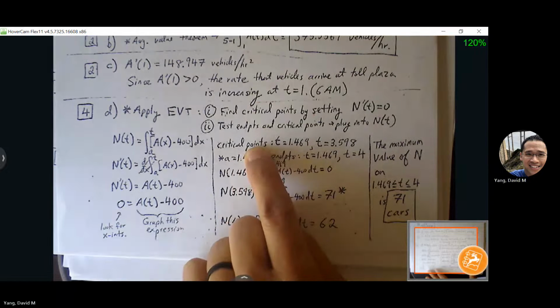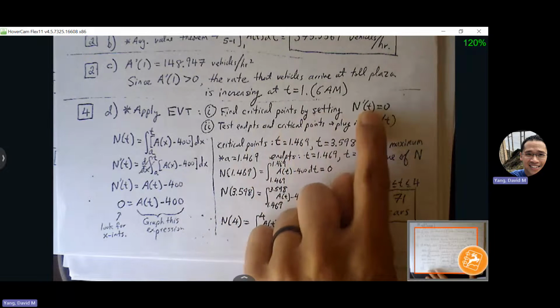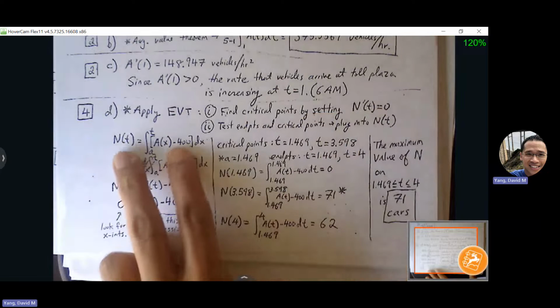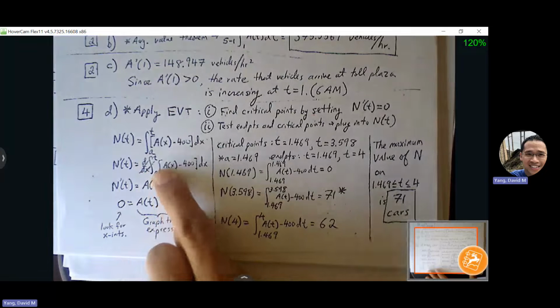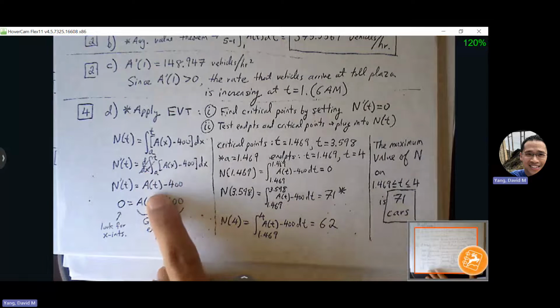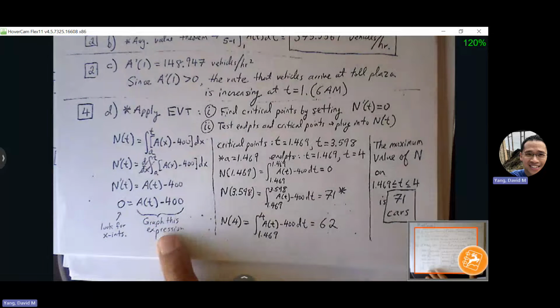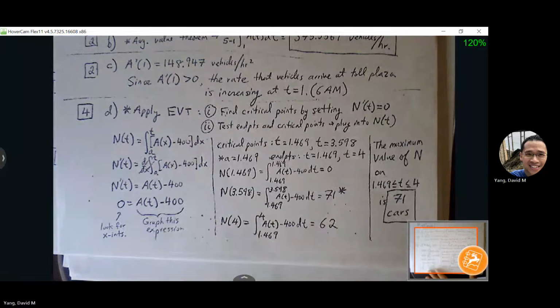So I know I can find critical points by setting N prime equal to 0. To find N prime, I'm going to find the derivative of this integral, which is the second fundamental theorem. The second theorem allows me to get it all the way down to A of t minus 400. I set that equal to 0, so I'm just going to graph this A of t minus 400 and look for my x-intercept.